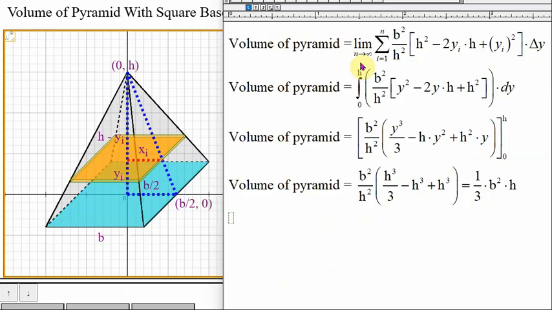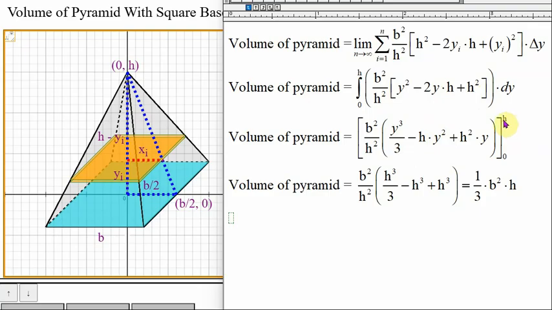Then just like before, if this limit right here exists, we define it as the integral from 0 to h. The integral of y squared is y to the third over 3. Then here we get minus h times y squared, and here we get h squared times y. Then evaluating from 0 to h.